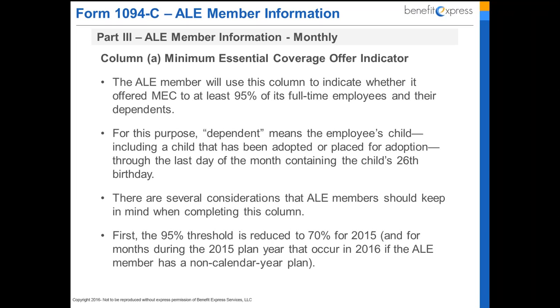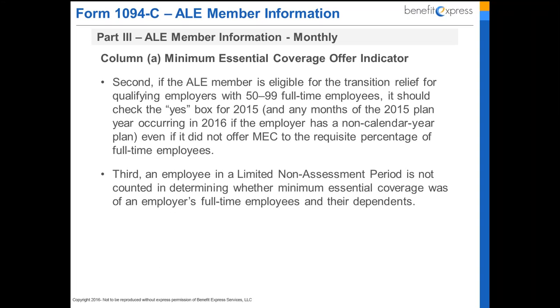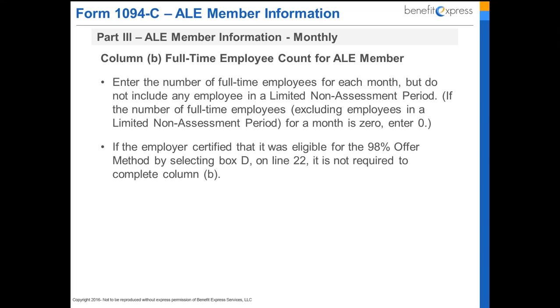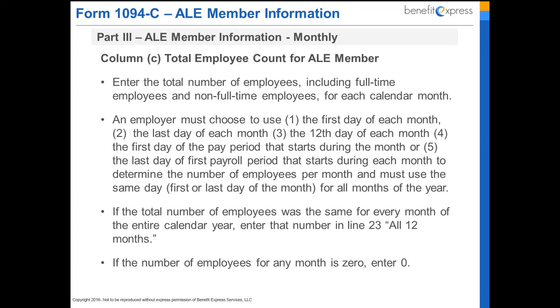In Column A, because of transition relief, you can check yes if you offer coverage to at least 70% of your full-time employees and their dependents, or if you're between 50 to 99, you always answer yes. Column B is your full-timers. If you don't comply with the 98% method, you have to, again, for each month, put the employees. You don't include people in a measurement or in a waiting period. Column C is your total number.